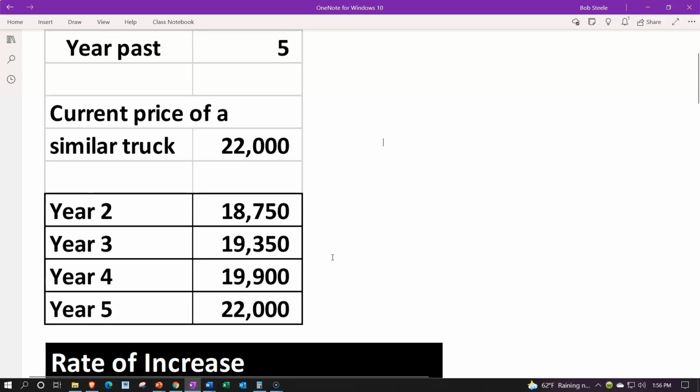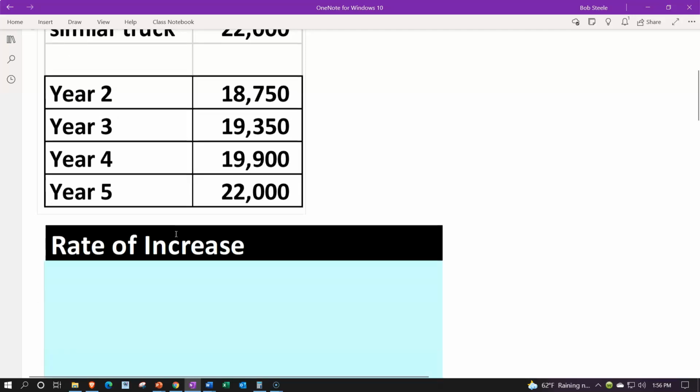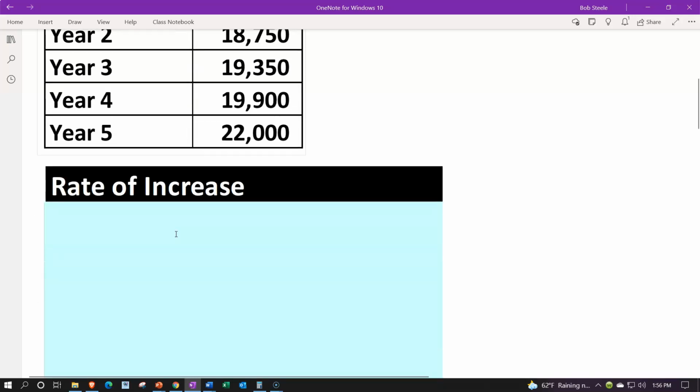So that's going to be our baseline, and then we're going to do some comparisons and assume that the actual change from the truck in years 2, 3, 4, and 5 were down here, and then we'll do some more comparisons to the base year as well as to a year-by-year incremental increase. So first, let's just think about the rate of increase.